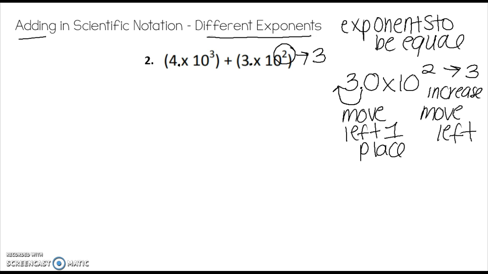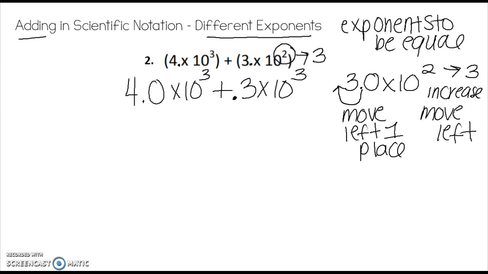So now I can rewrite this. So I have 4 or 4.0 times 10 to the 3rd plus 0.3 times 10 to the now 3rd, because remember I changed it. Now that I have those same exponents, I can go ahead and combine those numbers just like I did in the beginning. So 4.0 plus 0.3 is 4.3, and then I just bring down that power.